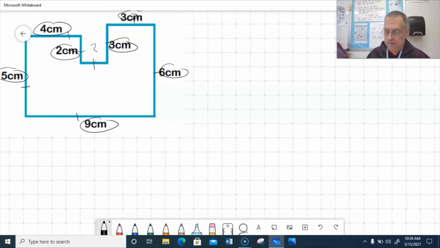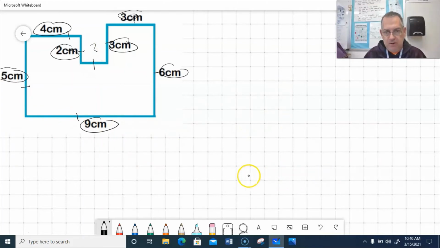Okay, so this one's kind of unique because it's a bunch of rectangles really put together. They're overlapping rectangles, and we know on rectangles opposite sides are equal. So we can use this information to figure it out. And the first way we're going to do it, we're just going to draw it on grid paper, because these are a bunch of rectangles, and we'll just connect them.